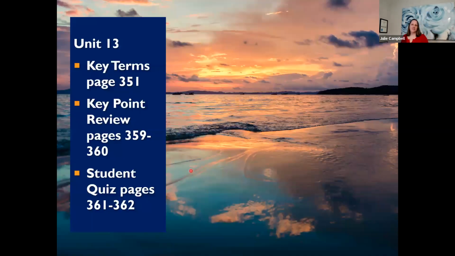Short, sweet, and to the point. Do we like this unit? Key terms are back on page 351. Key point review, page 359. And then our student quiz on page 361.